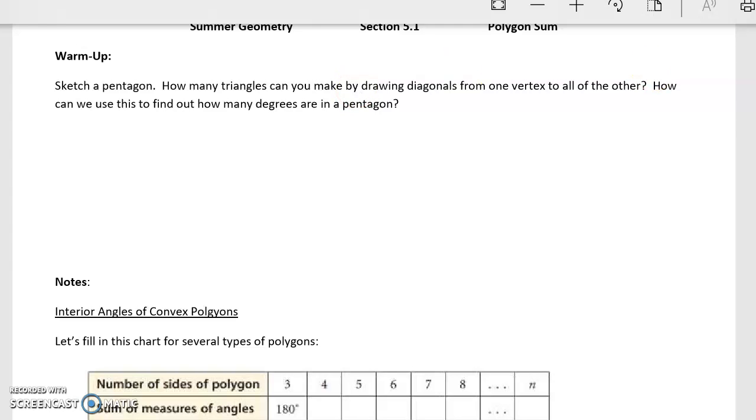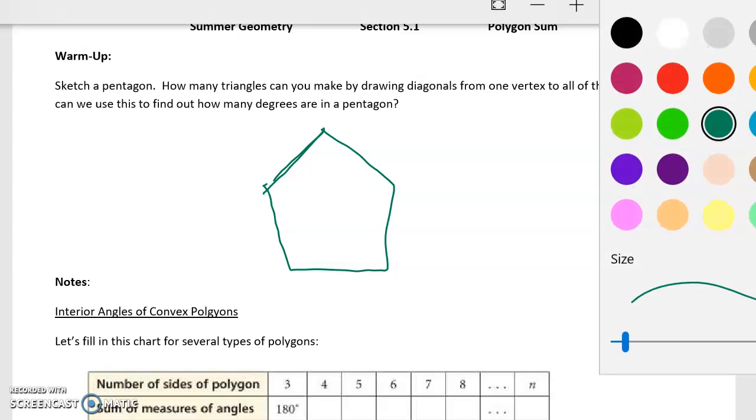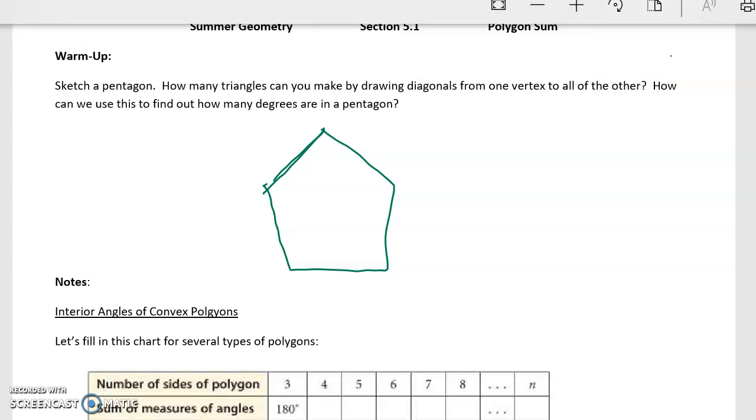So in this video, we're going to take a look at the first section in Chapter 5, and that is the polygon sum formula. So I want you to sketch a pentagon, and remember, a sketch doesn't have to be perfect. Pentagon has 5 sides. And the question is, how many triangles can you make by drawing diagonals from one vertex to all of the others? So you can pick any vertex.